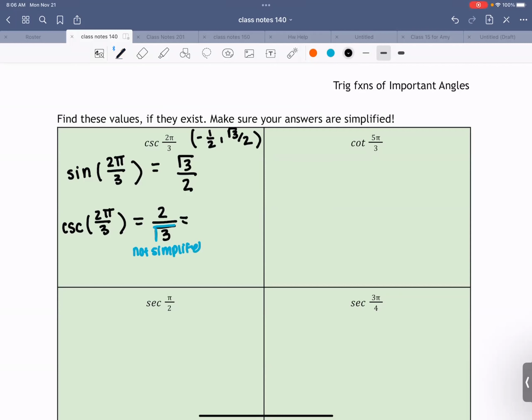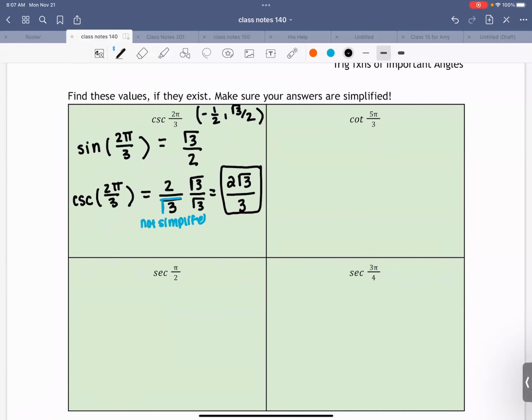And the way that we kind of counteract that is, well, you can multiply the top and bottom by the square root, right? So this is kind of like our common math trick. Multiplying across, we have 2 square roots of 3, and on the bottom we have 3, right? So the cosecant of 2 pi over 3 is 2 square root of 3 over 3. All right. Any question on cosecant? I actually feel pretty confident that you could do the other ones. So why don't I give you a couple minutes to work on the other 3, and then we'll come back in a little bit.